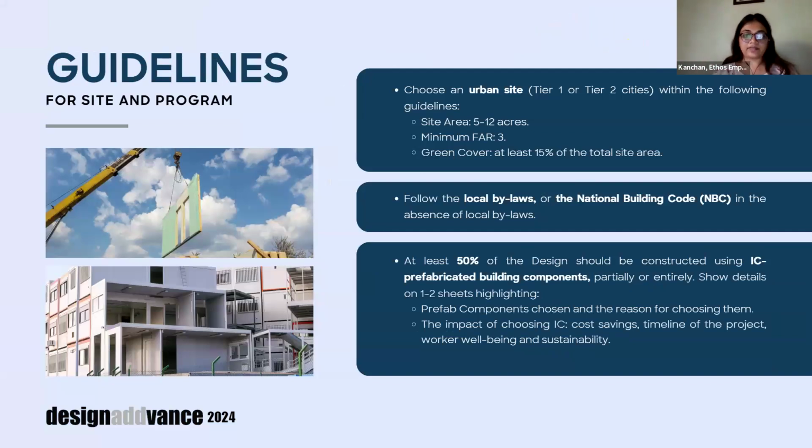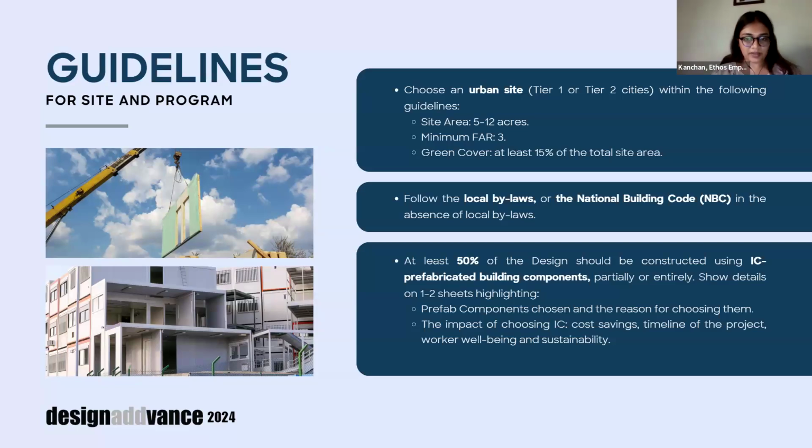So beginning with the site selection, your site should be an urban site in a tier 1 or tier 2 city with the following guidelines. The site area should be 5 to 12 acres, and the minimum FAR that you should think about achieving is an FAR of 3. Then the green cover should be at least 15% of the site area, and you should follow the local bylaws. In case you can't access the local bylaws, or they are not available to you, you can use the National Building Code in the absence.